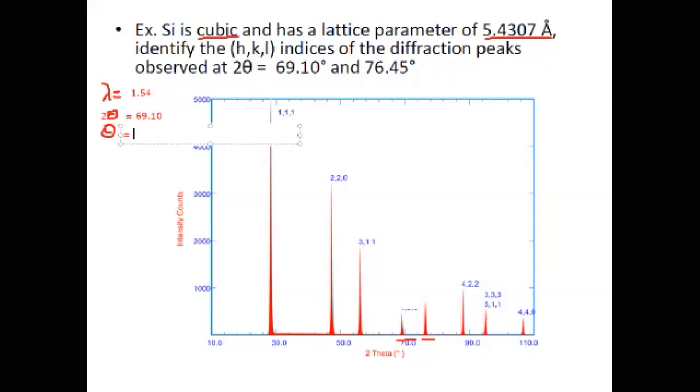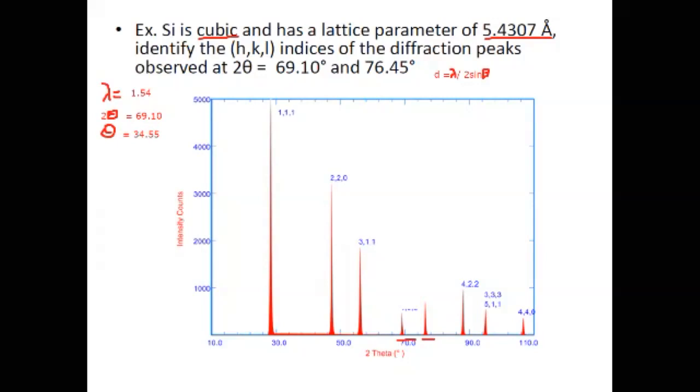69.10 divided by 2. And this is something you need to remember because in powder diffraction or any type of diffraction, it's always given in 2 theta. But for the equation, which is d equals lambda divided by 2 sine theta, it's in theta. So always make sure you convert the 2 theta into theta. So this is the equation we're going to use to calculate the d spacing.